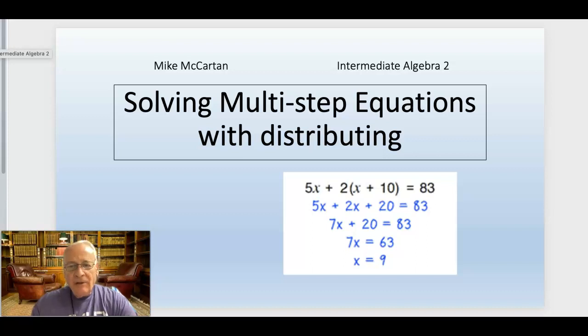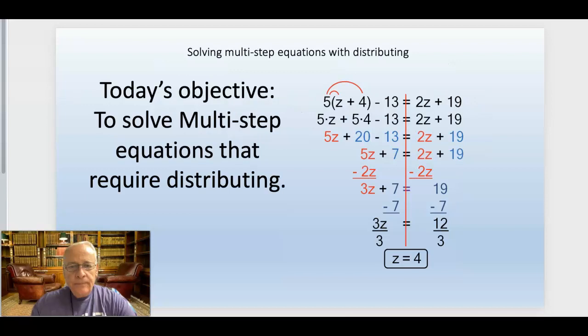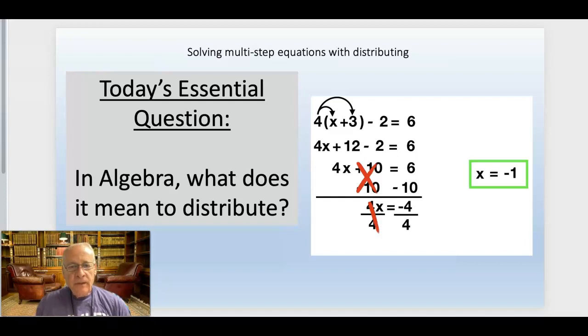Today we're going to be solving multi-step equations with distributing. Today's objective, again, is to solve multi-step equations that require distributing. We need to use distribution. Today's essential question, you'll need this for the homework check: in algebra, what does it mean to distribute? What does that mean?